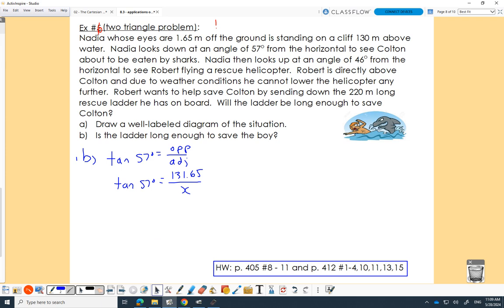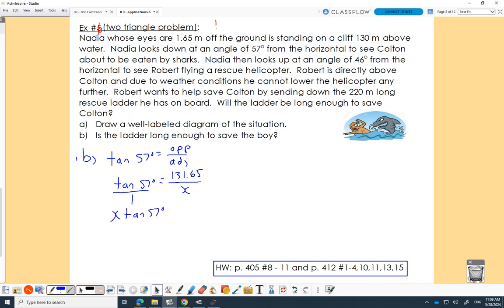Who's two steps ahead of us? What does this mean? What has happened here? Put it over 1. And when the x is in the denominator, you've got an extra step of algebra to do. It's not too bad. I get x tan 57 when I cross multiply.